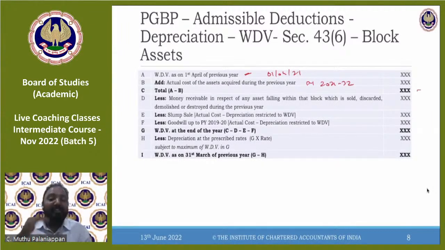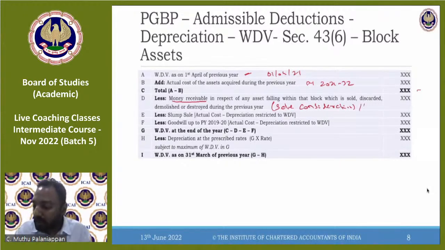From here, you'll have to less money receivable. What is money receivable? Let's say you have sold the asset, or you have scrapped the asset and you're getting any scrap value. So money receivable regarding that particular asset. Let's say one computer went bad. I'm giving that asset as scrap, or I'm selling it off. So whatever money I've received against that asset, the money receivable is nothing but sale consideration, whatever as a sales cost or scrap cost.